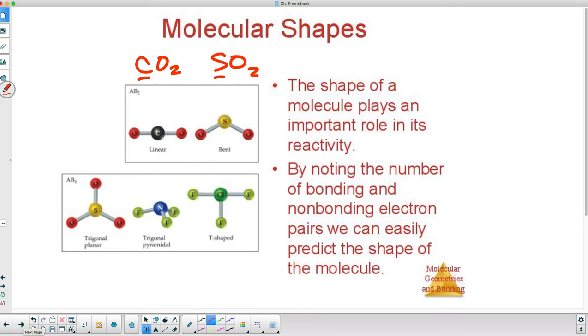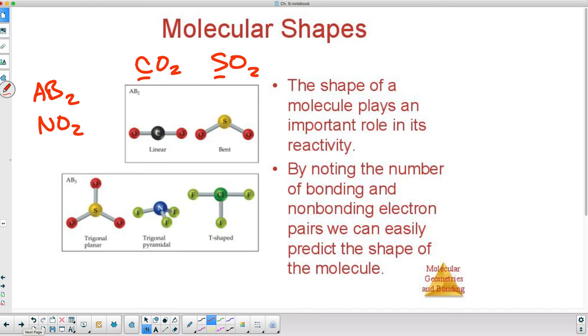We have the same kind of formula, and the C and the S are both very similar as far as electronegativity. The only difference is the number of bonds: carbon forms 4, and the typical number of bonds that sulfur forms is 2. So there's a difference between the two. Take a look, this is AB2, AB2. So AB2 would also be like NO2, or maybe BeH2 or SrH2 or something like that.